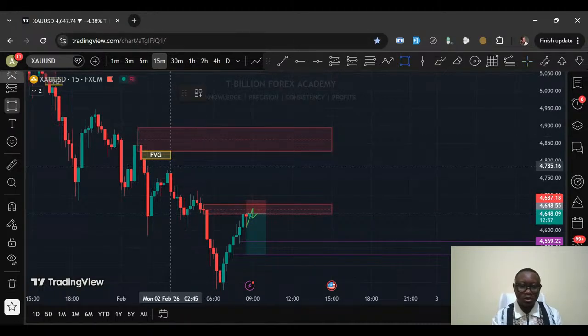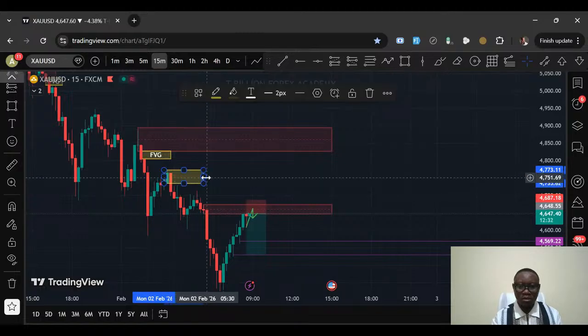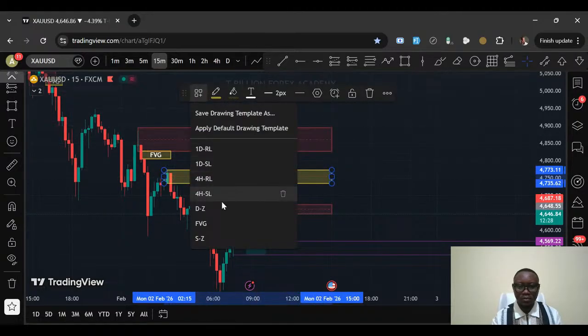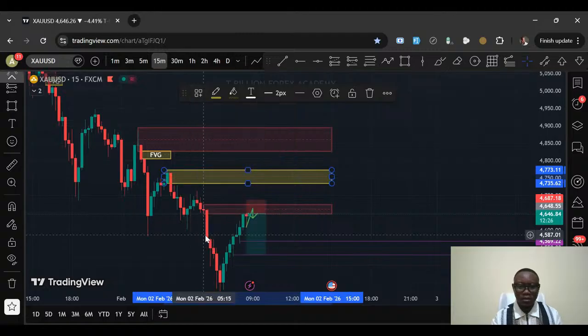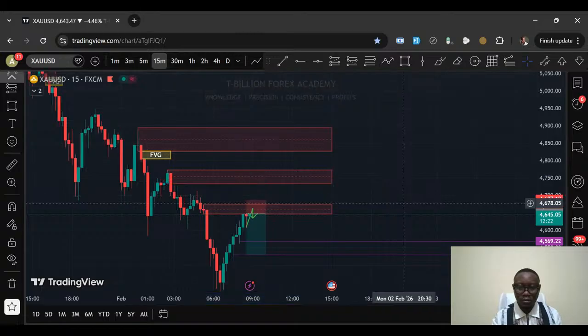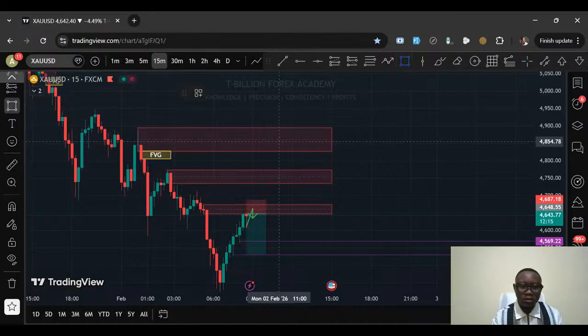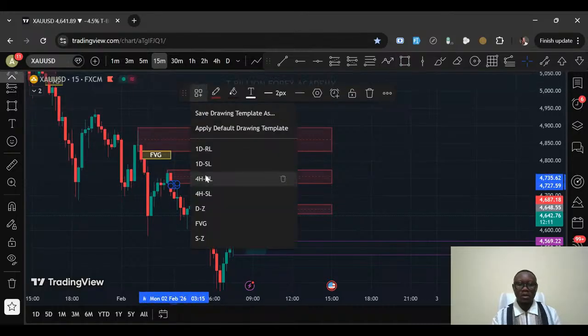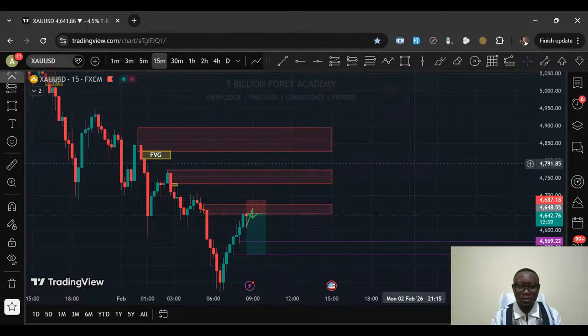Let's mark it out. It's an area of potential reversal. So let's mark it out. That's our order block zone. All right, the FVG is quite little, this FVG.